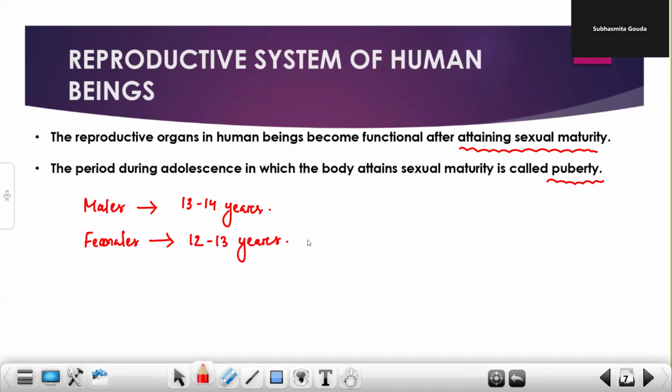In females, it is the onset of menstruation, which takes place at the age of 12 to 13 years. And this age, in males 13 to 14 years and in females 12 to 13 years, is called puberty. Next.